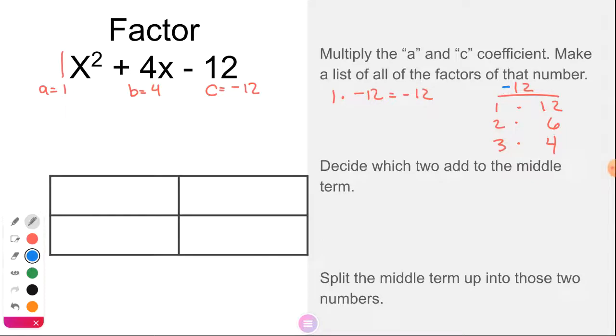We want our answer to be negative 12. So one of the numbers in each of those pairs has to be negative. So let's visit really quick our b value. Our b value is a positive 4.